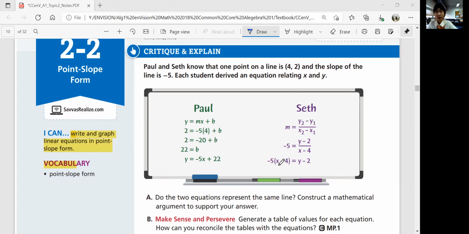Well, they look different, don't they? But are they the same line? Do they have the same slope? Do they have the same points? Those are the questions that you will ask. Okay, so look at Paul's work. Do you think Paul's work is correct?